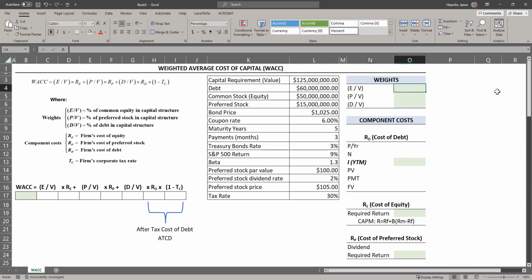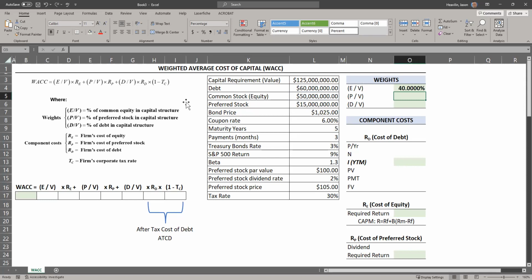So what do we do? We start the formula with the equal sign in Excel. E will be the equity, the common equity. So I take the 50 million and divide it by the V, which is the value. We said the capital requirement is the value, and that's the total. So our weight is 40% equity.